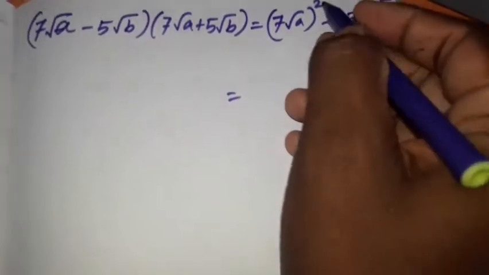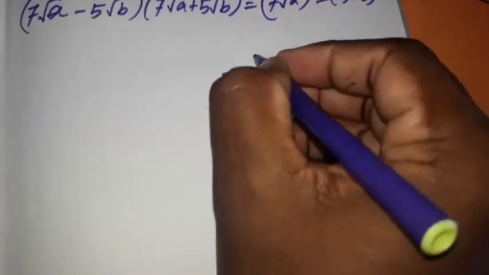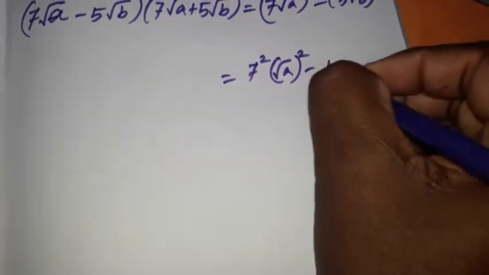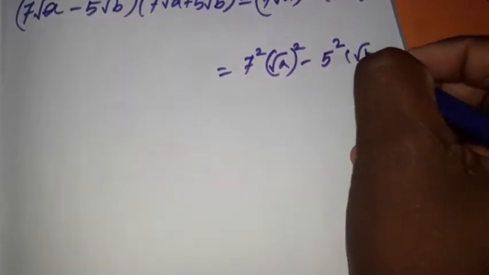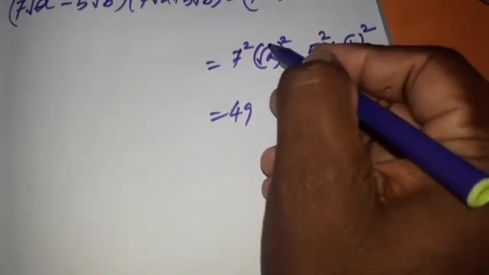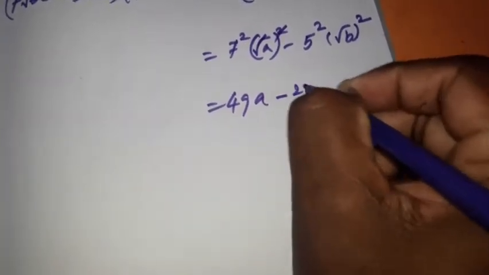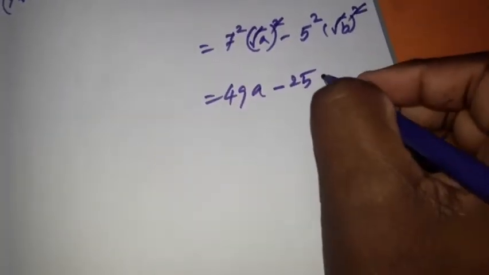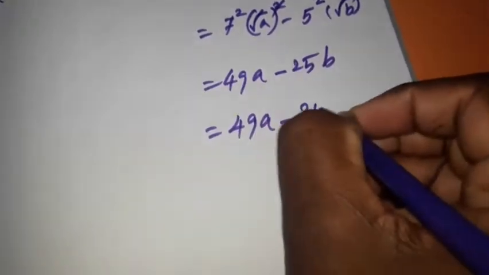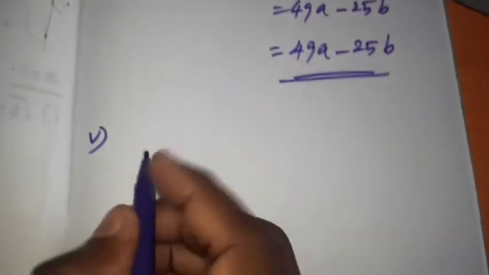Now see that the square is common for 7 and root a. Taking the square, we get 7 square into root a whole square minus 5 square into root b square. 7 square is 49. Here the square root and square cancel, we get a. Minus 5 square is 25, the square root and square cancel, we get b. Therefore the required answer is 49a minus 25b. Hence the solution is over.